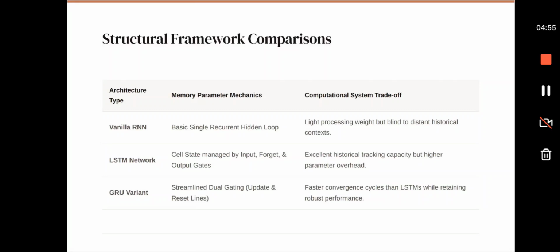To summarize our architecture choices, let us look at this comparison table. Vanilla RNN is used for simple recurrent loops. LSTM is used for complex setups with cell states and gates. GRU, gated recurrent units, are simplified versions of the LSTM.